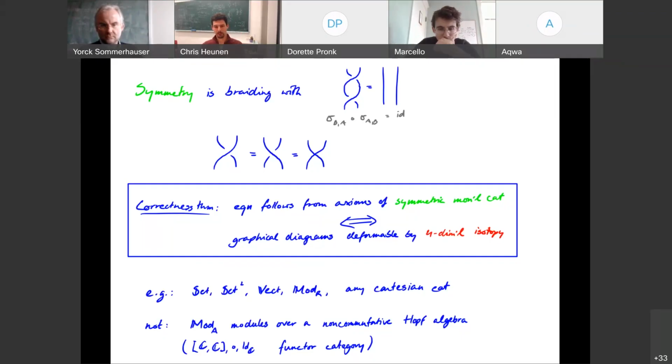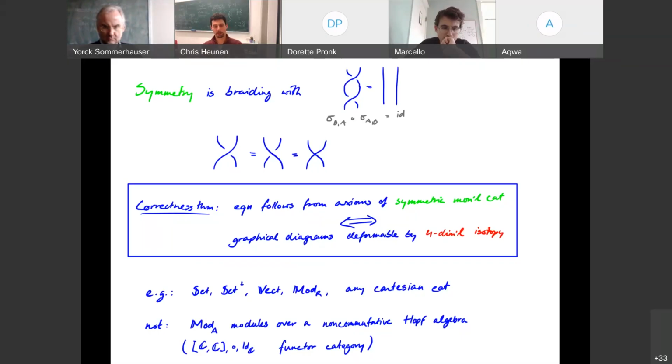And again, there's a correctness theorem for this graphical calculus, namely 2 morphisms are algebraically equal according to the axioms of symmetric monoidal categories exactly when the pictures that represent them can be deformed into each other by an isotopy, this time a 4-dimensional isotopy. So if you like, you can imagine a glass box where now you get to color the wires inside, and they can pass through each other if they have a different color.